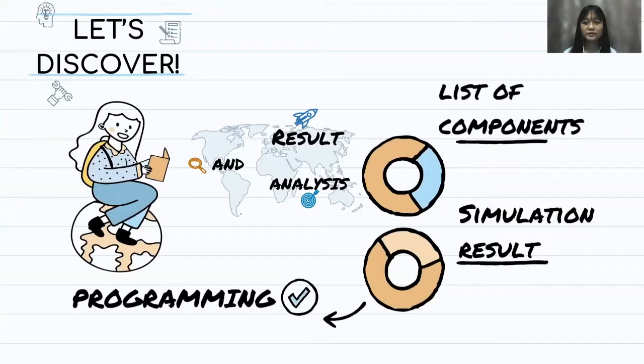For the next part, I'm going to explain the list of components in our group project for our simulation circuit. For the simulation result and programming, another group member will explain about it.